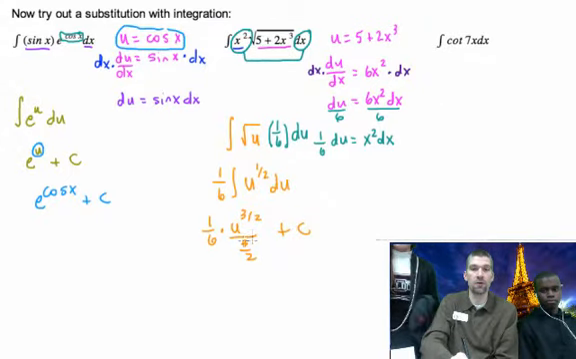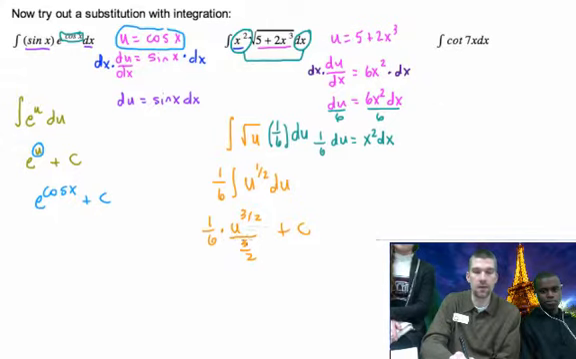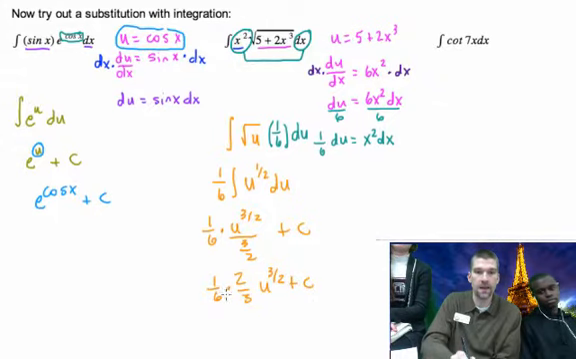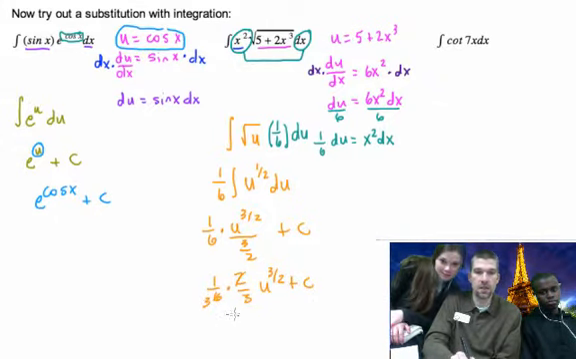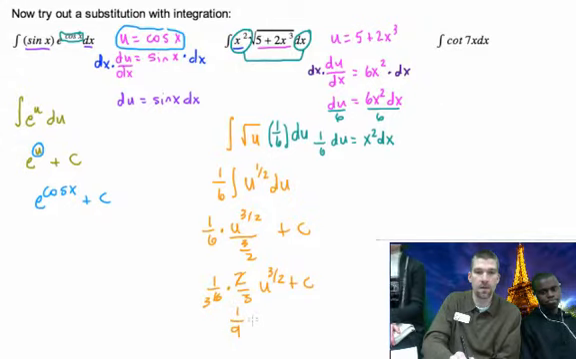All right, and there's your integral part. So to finish this guy up, all we would do is clean up the fraction. So we're going to have 1/6 times the reciprocal, 2/3 times u to the 3/2 plus c. And lastly is just to reduce this all the way down. And this is going to end up being 1/9 u to the 3/2 plus c.